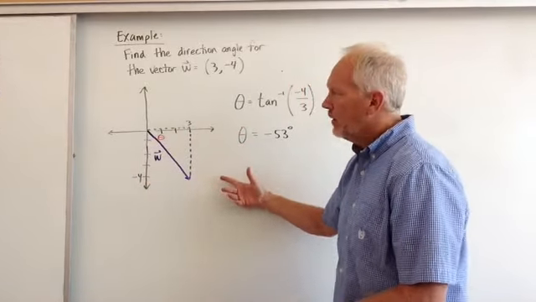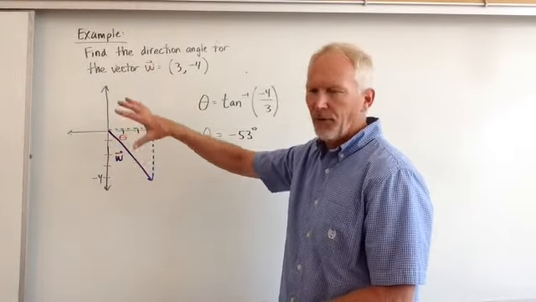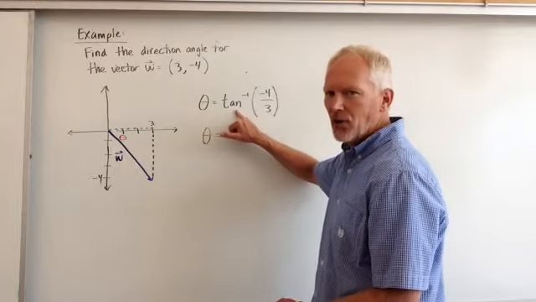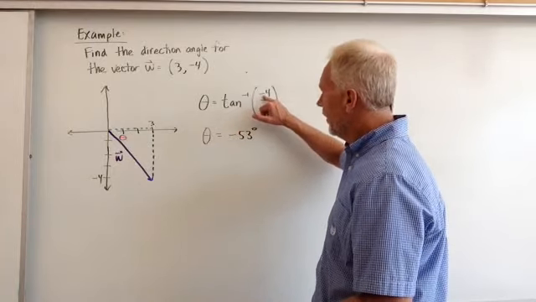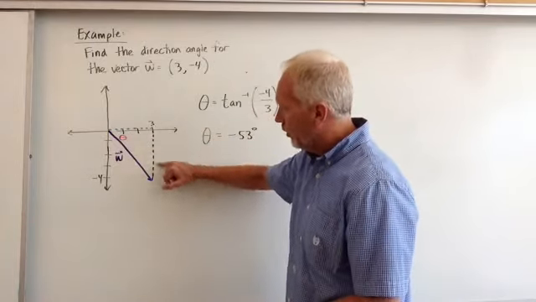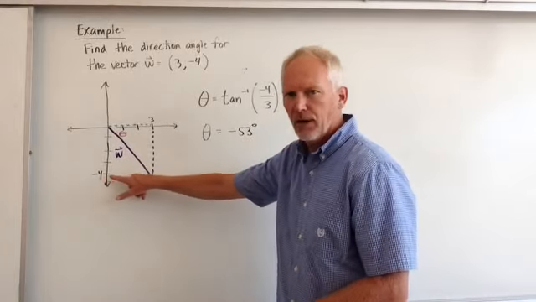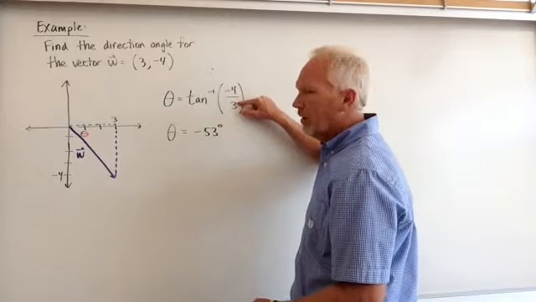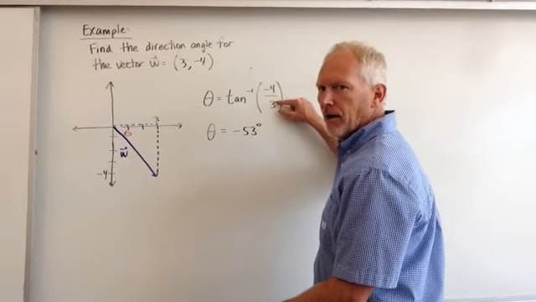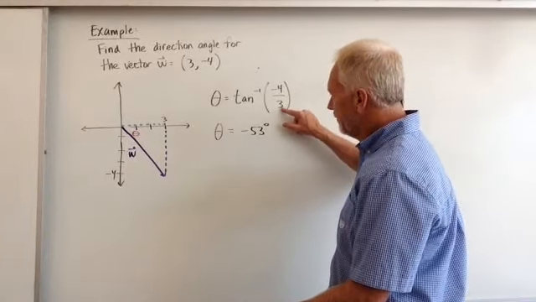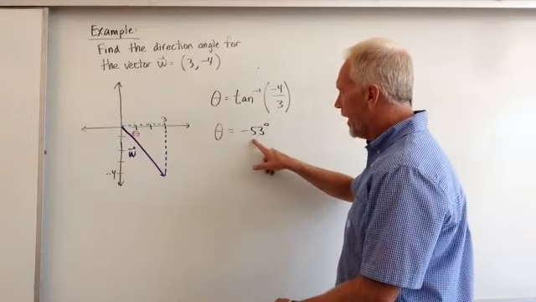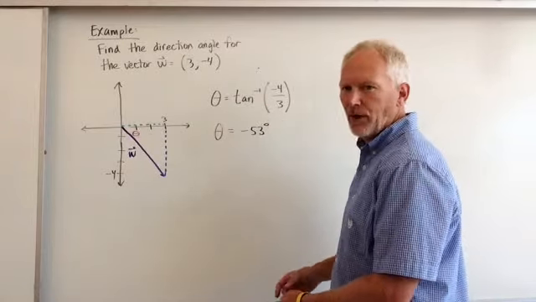So quite simply, I know that was a long proof of how we got there before, but now we can find theta as the tangent inverse of the y component, or -4, divided by the x component of 3. When you plug that in your calculator, you will notice that you get an angle of -53 degrees.